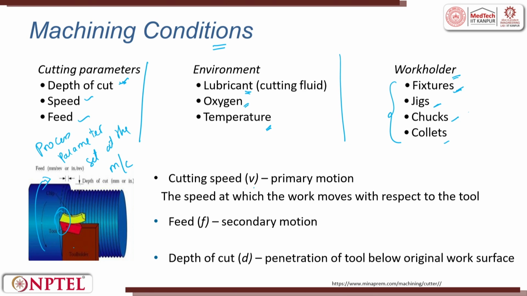The cutting speed V is the primary motion. The speed at which the workpiece moves with respect to the tool is called the cutting speed, which is V equal to pi D N. F is the secondary motion. Primary motion is the speed. Secondary motion is the feed, and then comes the depth of cut.